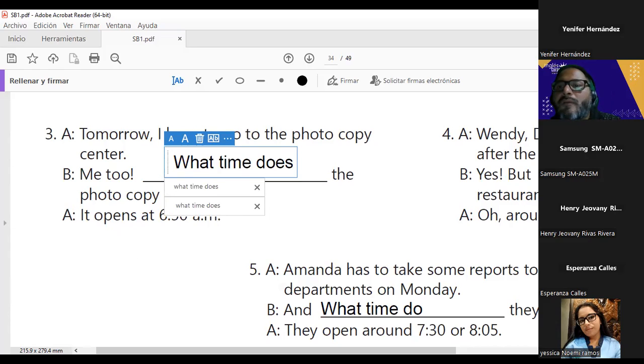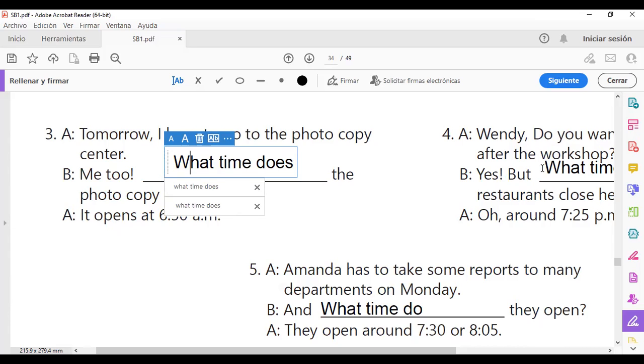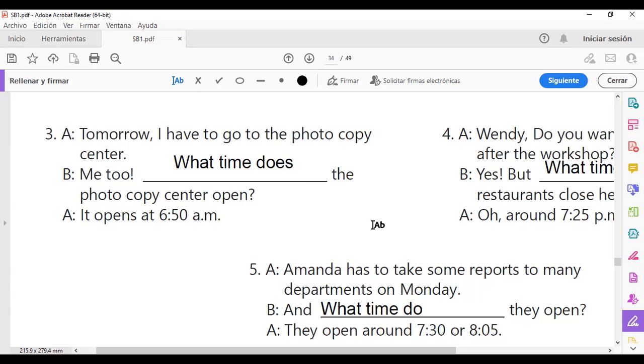Let me see. Volunteers. You will read only, right? Me too. Okay, thank you, Wendy. Yeah, you can start now. Wendy, do you want to have dinner with me after the workshop? Yes. But what time do restaurants close? Oh, around... So this one is number three, right? Okay, thank you very much.